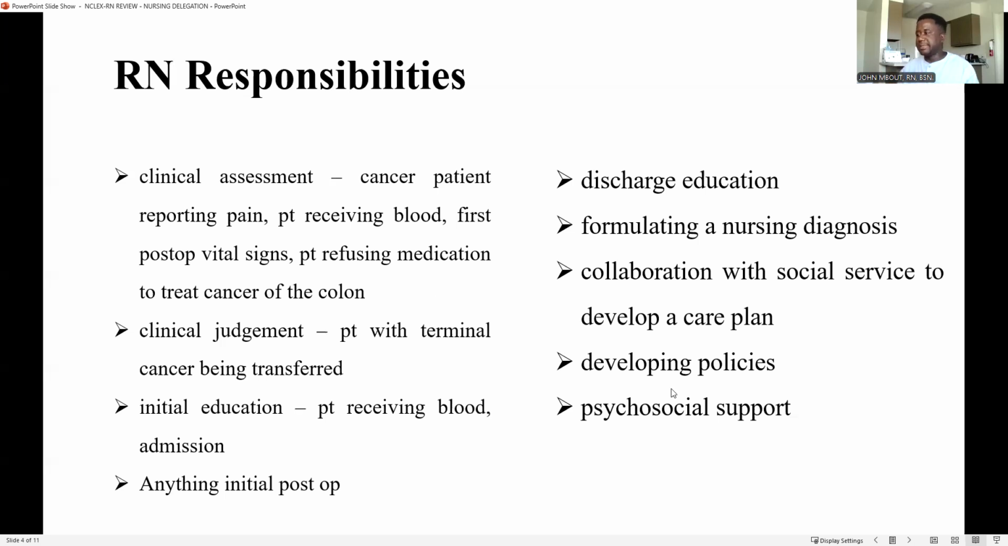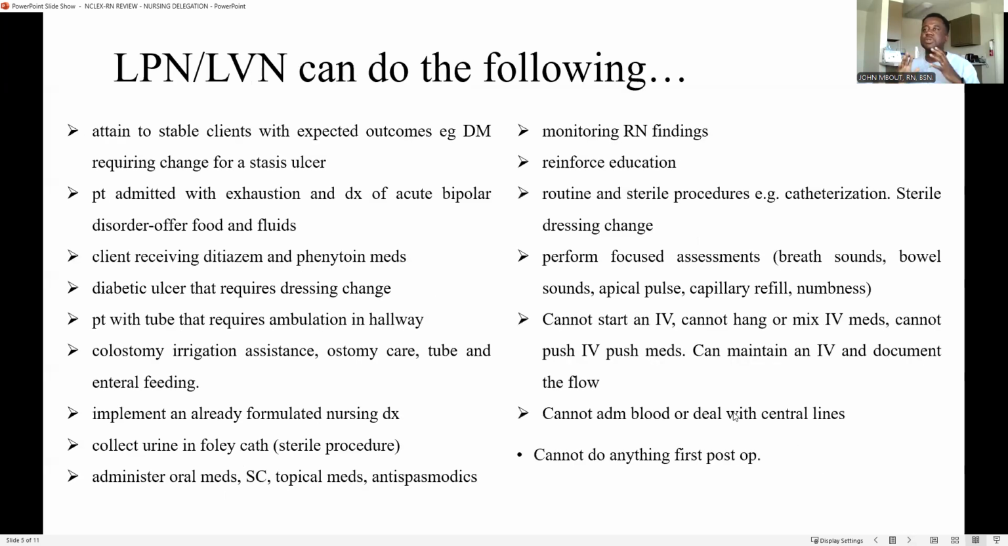Let's see what can be delegated and what is the responsibility of a licensed practical nurse, or what we call the licensed vocational nurse. They can do the following. They can attend to stable clients with expected outcomes, for example, diabetes mellitus requiring a dressing change for a stasis ulcer. Yes, the LPN can carry out sterile dressing.